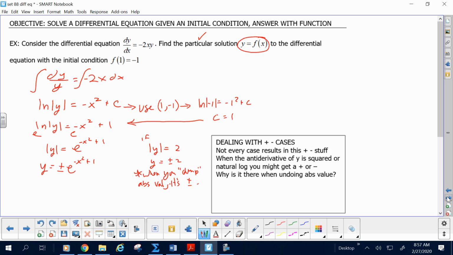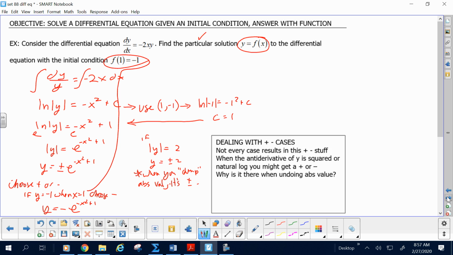Now we have to choose. Well, which one should we choose? If y is negative 1 when x is 1, that's the initial condition. Y needs to be negative 1 when x is 1. And based on the initial condition they give me, then we must choose the negative. Y is negative e to the negative x squared plus 1.